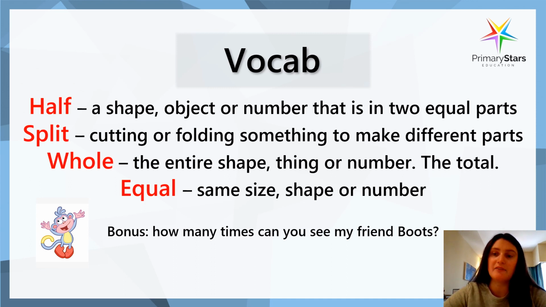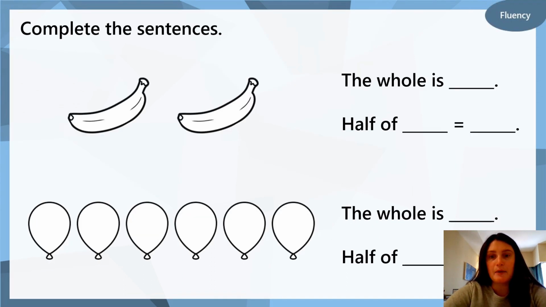Don't forget today to have a look for my friend Boots. So today we're going to be looking at halving a number, just like we were doing yesterday. So we're going to have a look at these two sentences. The first one, we have some bananas. The whole number of bananas is how many we have altogether, the total. Can you count how many bananas there are?